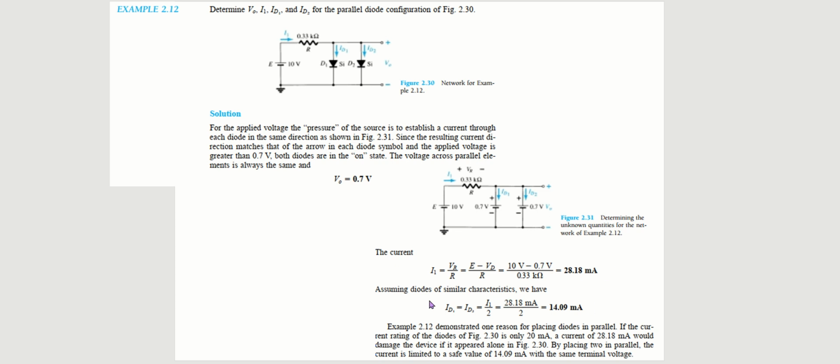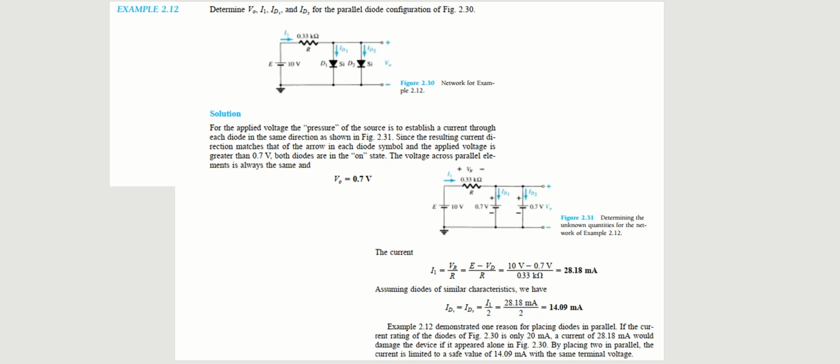And assuming the diodes are of similar characteristics, we have ID1 is equal to ID2. So we would divide I1 by 2, we would get 28.18 milliamperes divided by 2. The answer would be 14.09 milliamperes. This means the 14.09 milliamperes current would be passing through each diode.